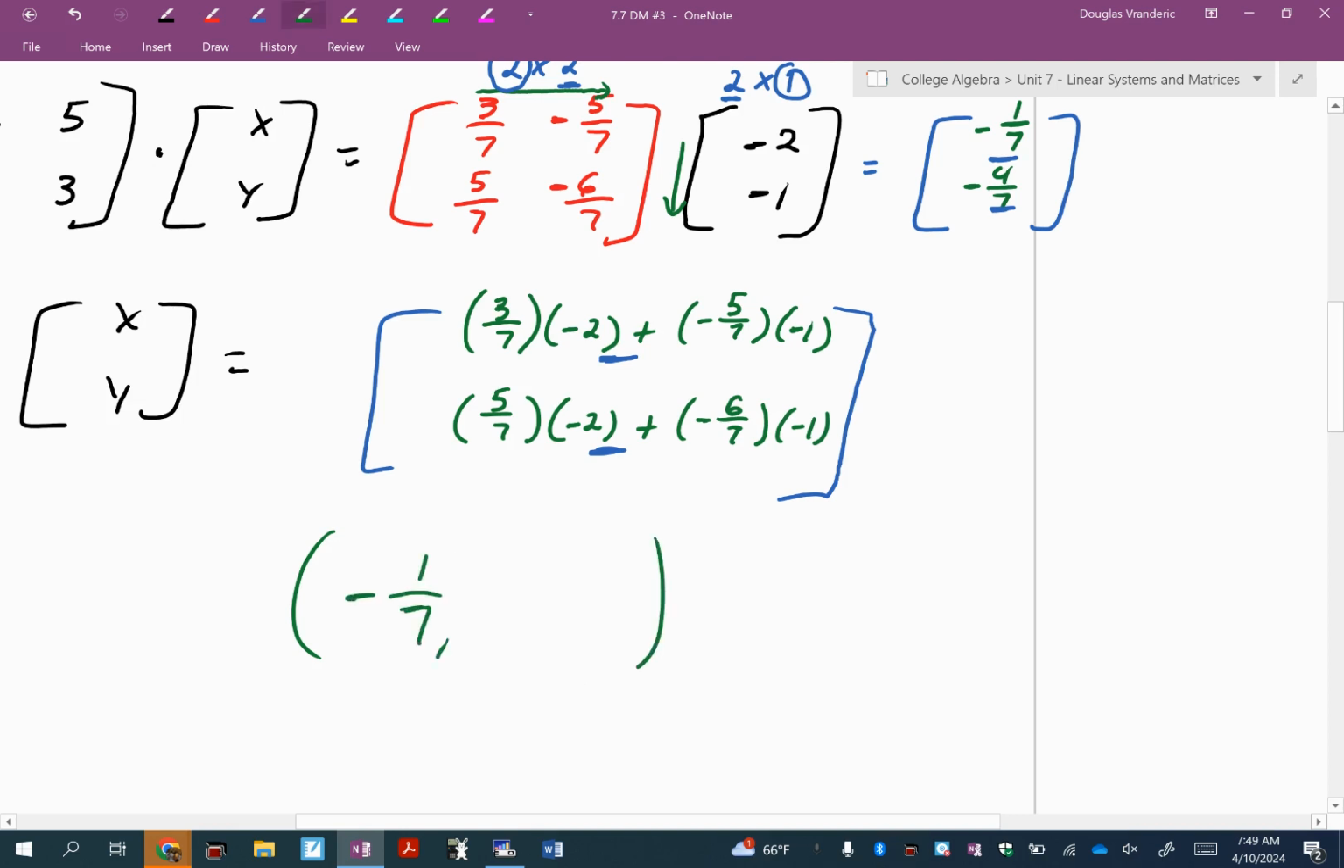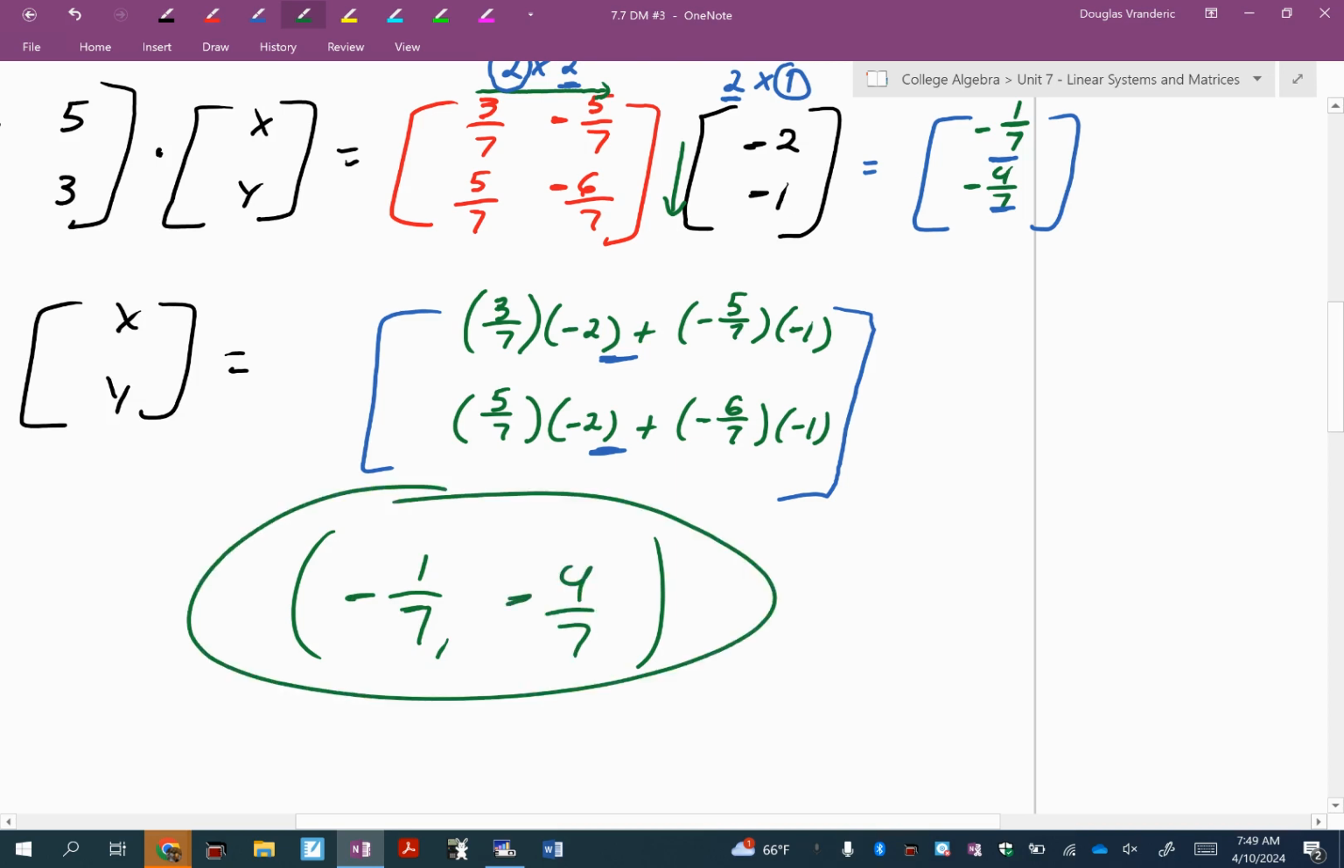So negative 1/7 and negative 4/7. So this is what you're going to type in to Delta Math, okay? How are we doing on that?